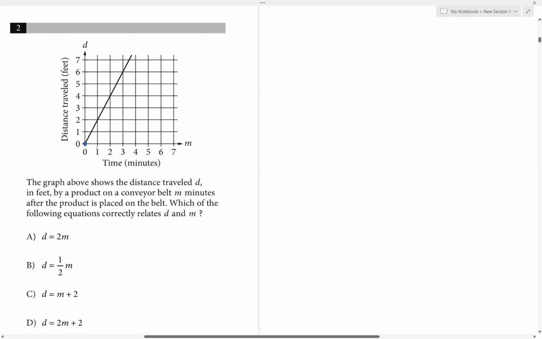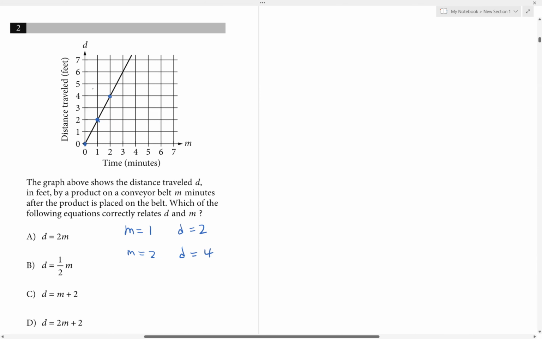And when the time increases to 1 minute, what's the distance traveled? You see, when time is 1, the distance is 2. In other words, when m is 1, d should be 2. And then when m is 2, d should be 4, and so on and so forth. So we can see this pattern: as the time increased by 1 minute, the distance traveled increased by 2 feet.